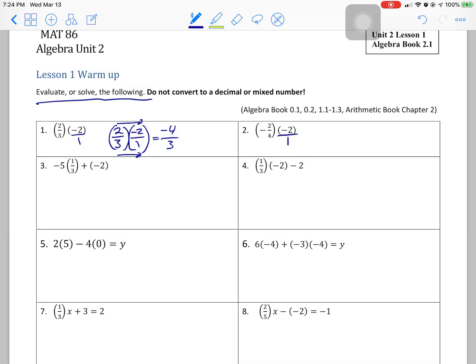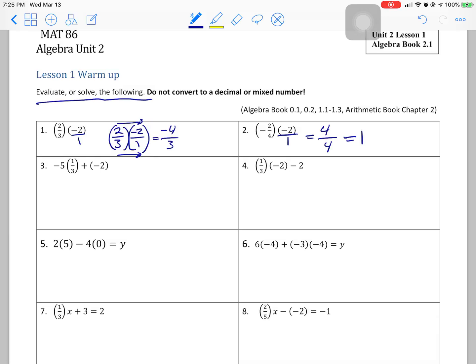So if it helps to write them in, this is a negative fraction times a negative whole number, which is a positive. Across the top, a -2 times a -2 is a +4. Across the bottom, a 4 times 1 is 4. And anything that's a whole number over the same whole number is going to turn into a +1.